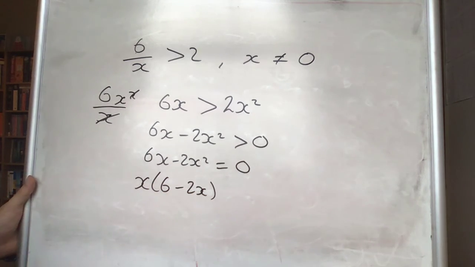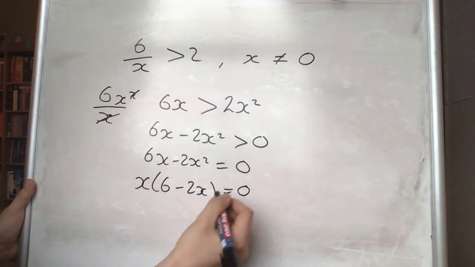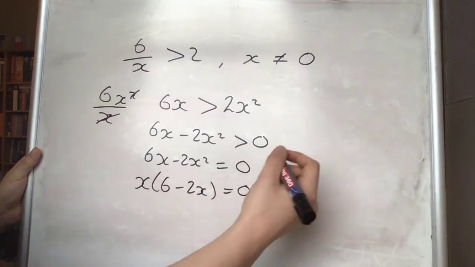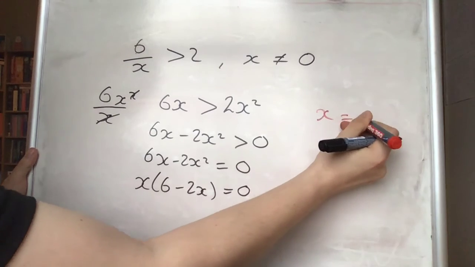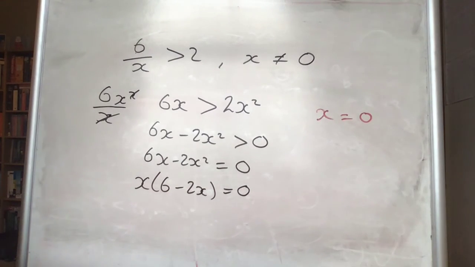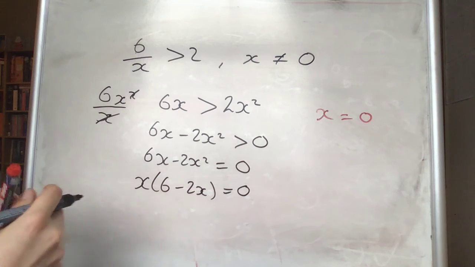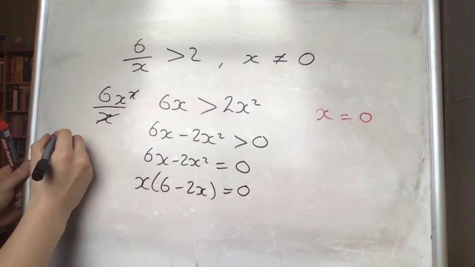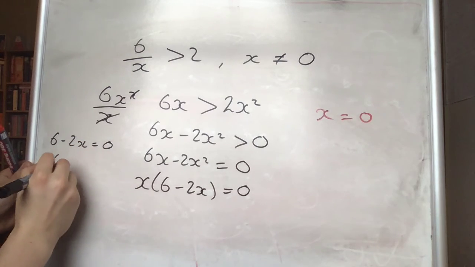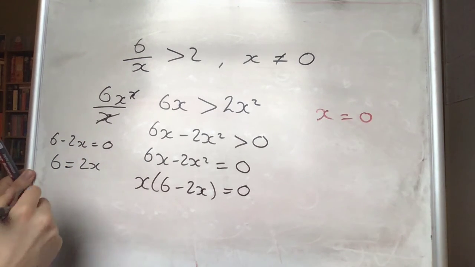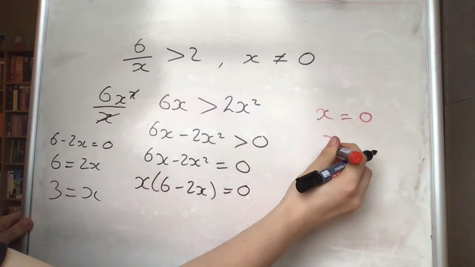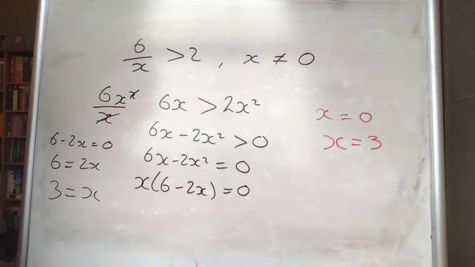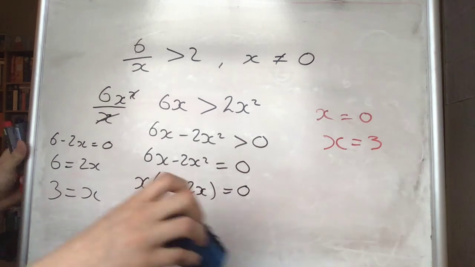Factoring out an x from this equation means that we can set x equal to 0. So that gives us one of our solutions, x is equal to 0. And 6 minus 2x equals 0, which means that 6 is equal to 2x if we add 2x to both sides, and 6 divided by 2 is 3, so x equals 3, and that gives us our second solution there. So what we want to do then is draw a graph of this.